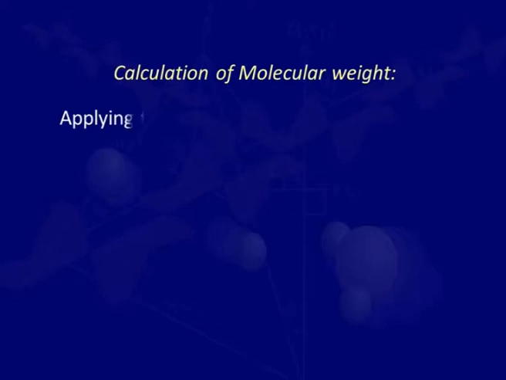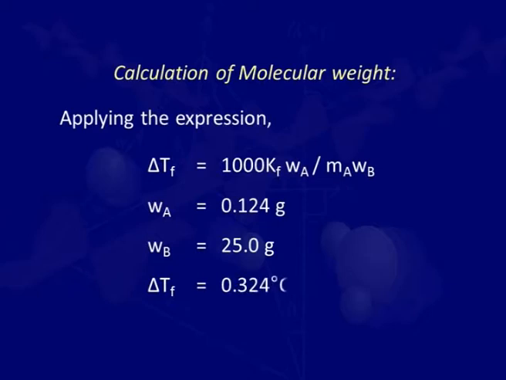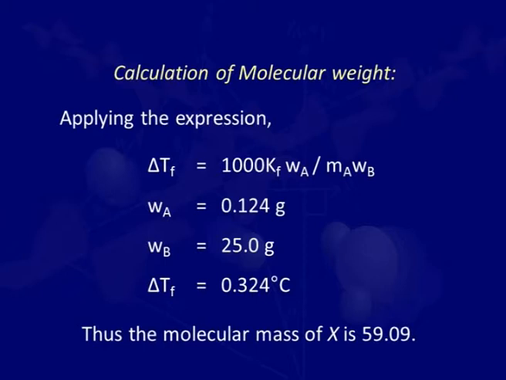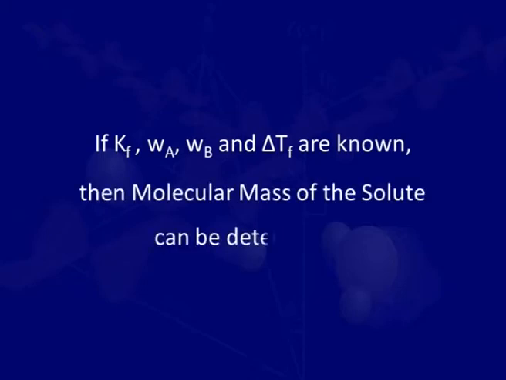Now we have to calculate molecular weight of the substance. Applying the expression delta T_f is equal to 1000 Kf into W_A upon M_A into W_B, with W_A equal to 0.124 grams, W_B equal to 25 grams, delta T_f equal to 0.324 degrees Celsius. Thus, the molecular mass of X is 59.09 grams per mole. If Kf, W_A, W_B and delta T_f are known, then the molecular mass of the solute can be determined.